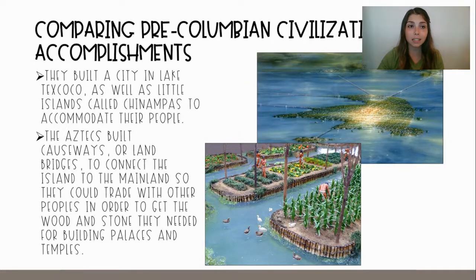They built a city in Lake Texcoco, like we talked about earlier, as well as little islands that you can see there in the pictures, the chinampas, to accommodate their people. They built floating islands on which to farm. The Aztecs then built these causeways, or large land bridges, that you can see there in the upper picture, extending outward and connecting their island where they lived to the mainland so they could trade with other people in order to get the wood and stone they needed for building their palaces and temples. Pretty innovative.